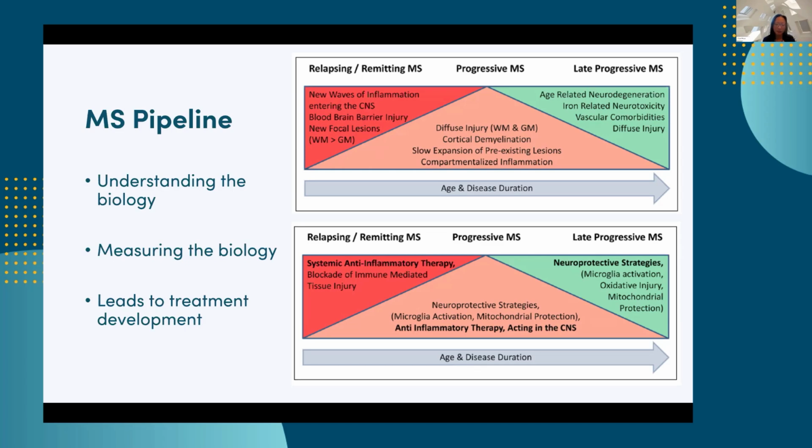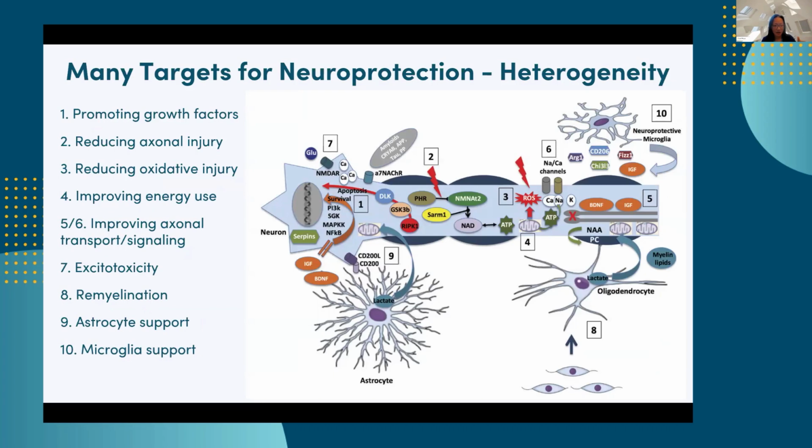Lastly, I do want to touch on that green box. That's aging itself, and that's also something we're targeting and looking at. So, the next slide. In that last green box, this is many targets of neuroprotection and the heterogeneity that I really want to highlight.